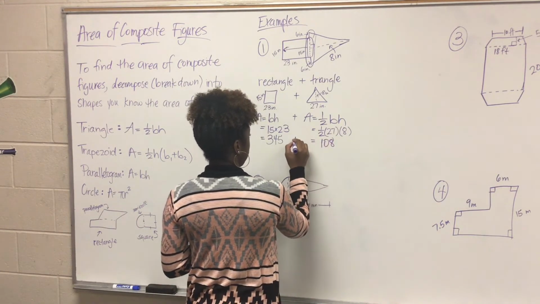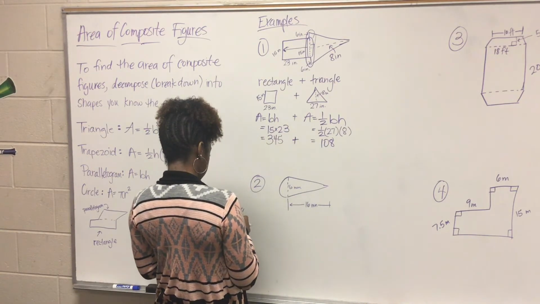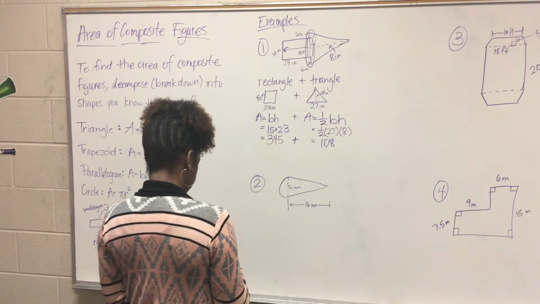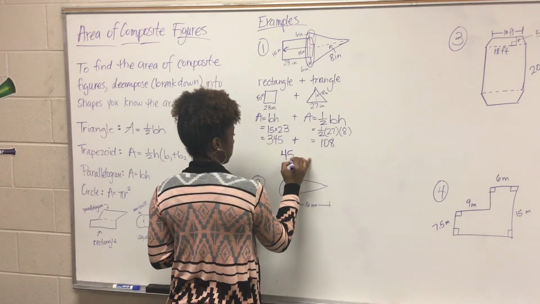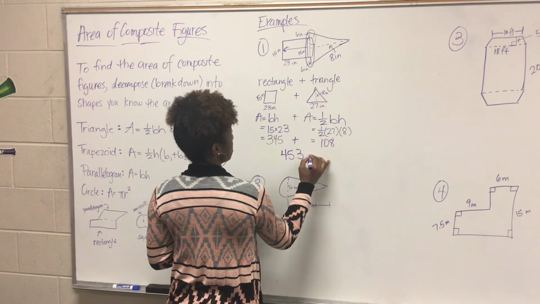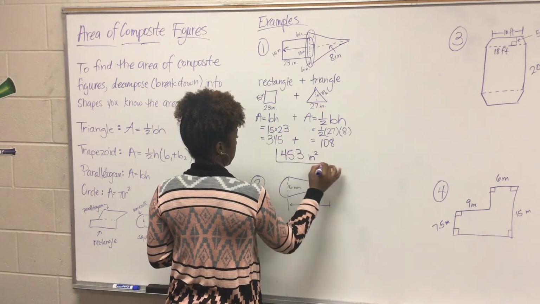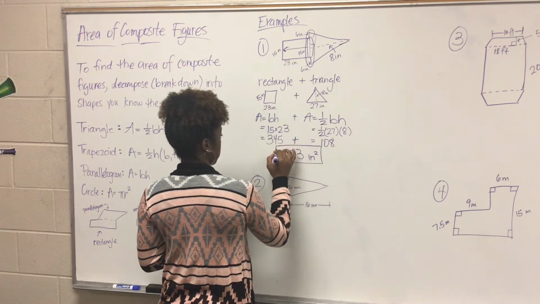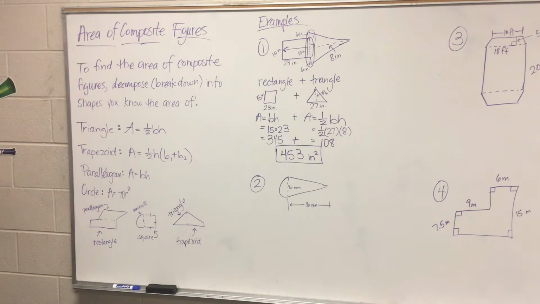So I still have to add because we're not finished. So 108 plus 345 is going to give me 453 inches squared. So the final area is 453 inches squared, or square inches.